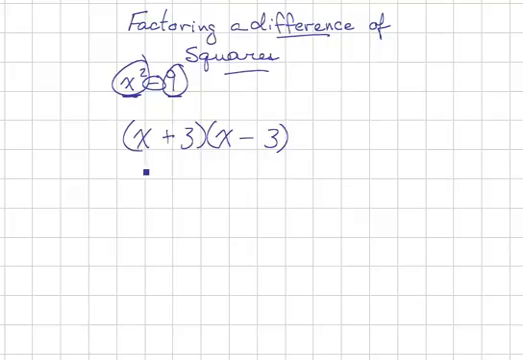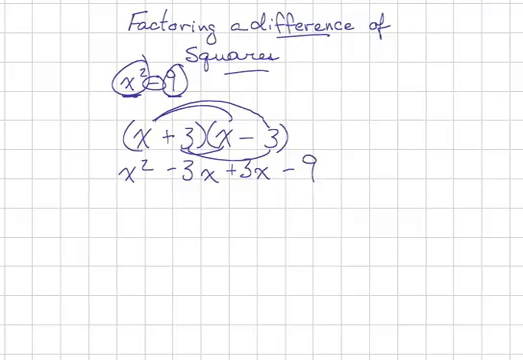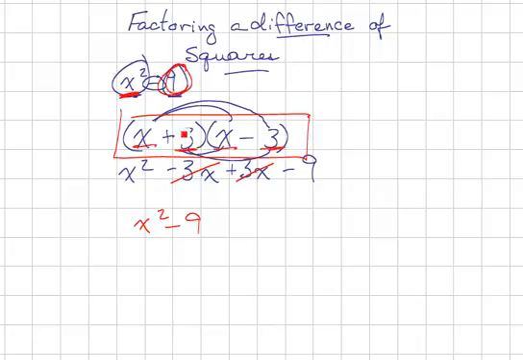Now just to show that, x times x, our first terms, is x squared. Our outside terms are negative 3x. Inside terms are positive 3x. And the last terms, positive 3 times negative 3, is negative 9. You'll notice that negative 3x and positive 3x cancel out. So we're left with x squared minus 9. So my factors are x plus 3 and x minus 3. Take the square root of x squared, the square root of 9, and make one positive and one negative. That applies to all differences of squares.